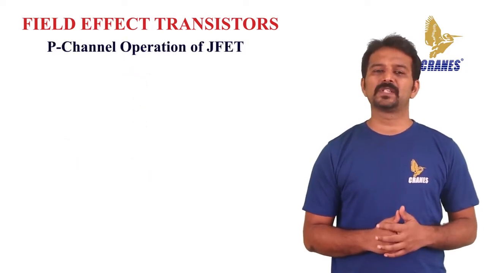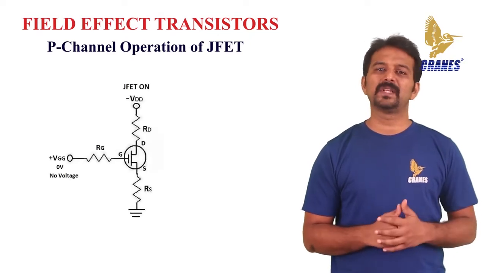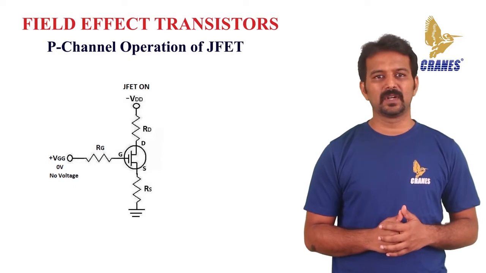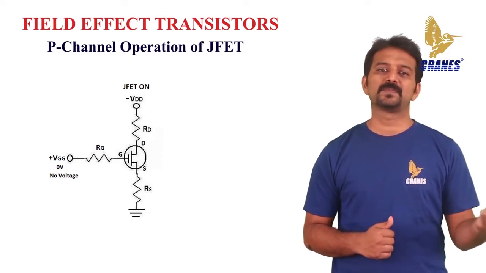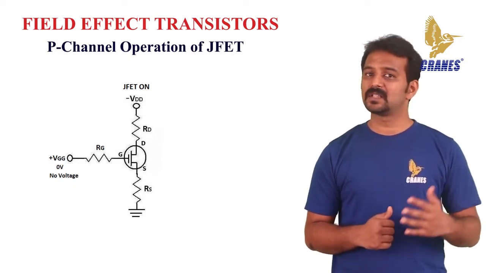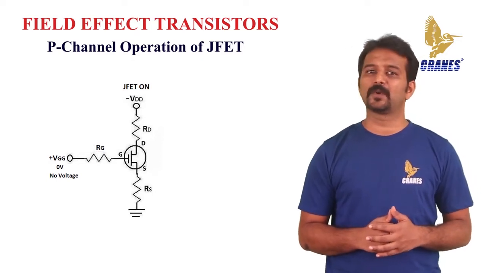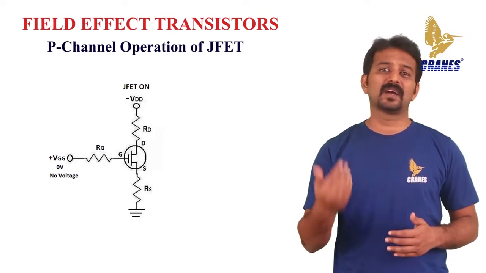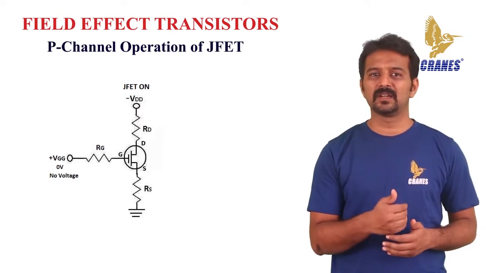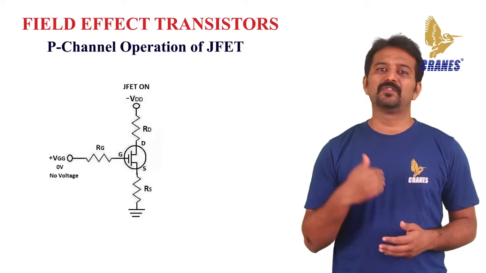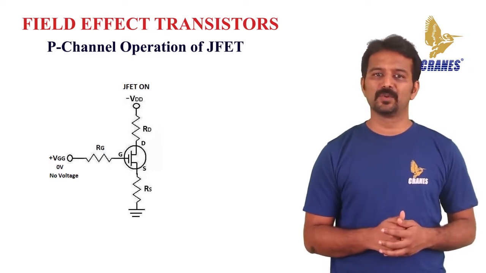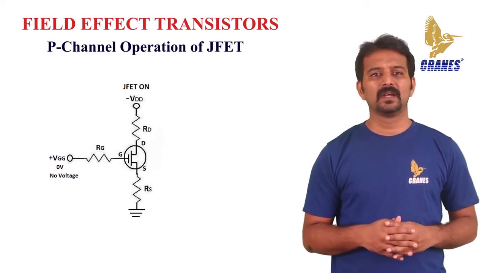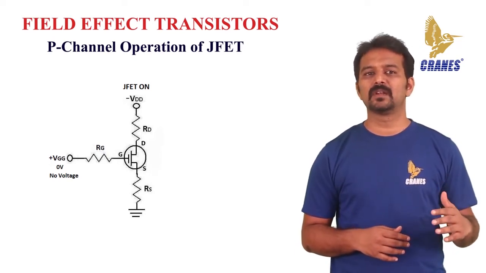Let's look at the P channel operation of JFET. For turning on the P channel JFET, negative voltage can be applied across the drain terminal of the transistor with respect to the source terminal, such that the drain terminal must be appropriately more negative than the source terminal. Thus, the current flow is allowed through the drain to the source channel. If the voltage at the gate terminal VGG is 0 volts, then there will be maximum current at the drain terminal and the P channel JFET is said to be in the on condition.